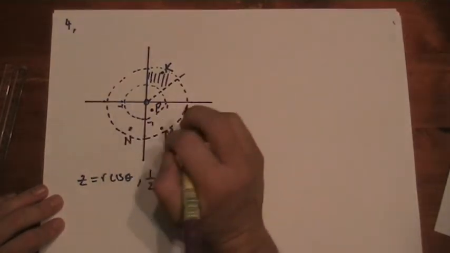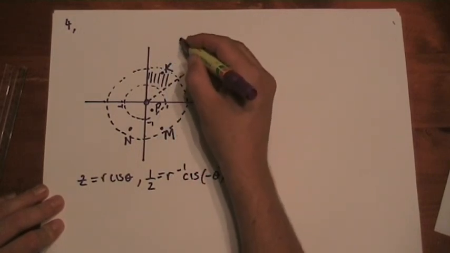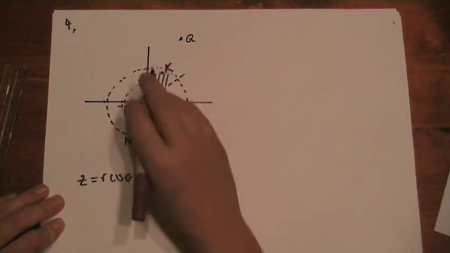And finally Q representing 2Z. Well, if this is Z, 2Z is simply double it out here, and that will be Q out there.